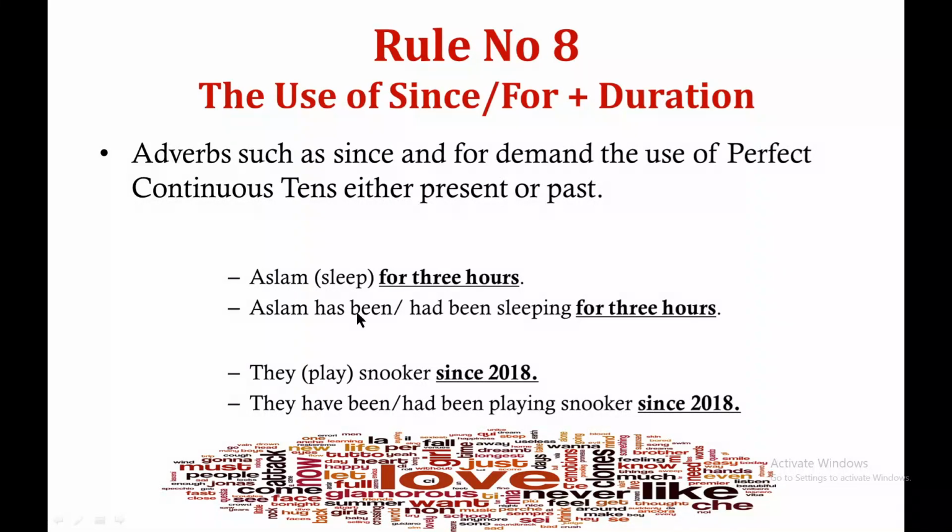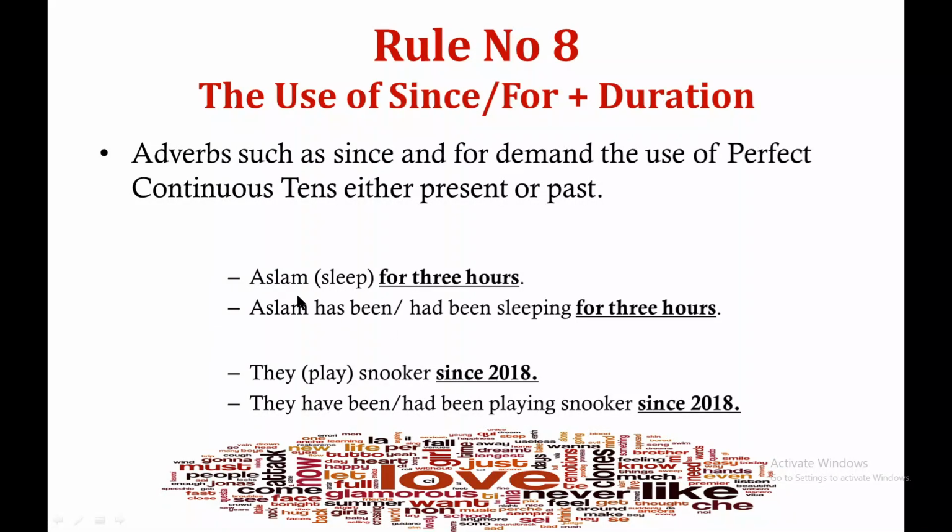So Aslam sleep for 3 hours. There is a for and plus duration, 3 hours. So now you have to use present perfect continuous tense or past perfect continuous tense. So it will become Aslam has been or had been sleeping for 3 hours. You have to learn the nature, the crux of present perfect continuous tense and past perfect continuous tense. Otherwise you cannot work on these sentences.